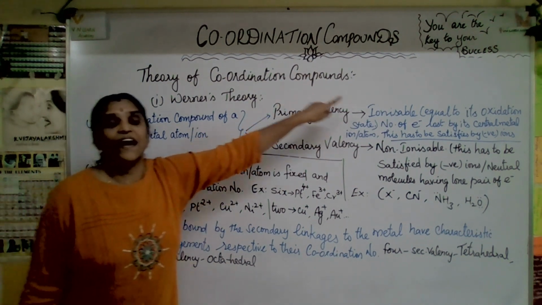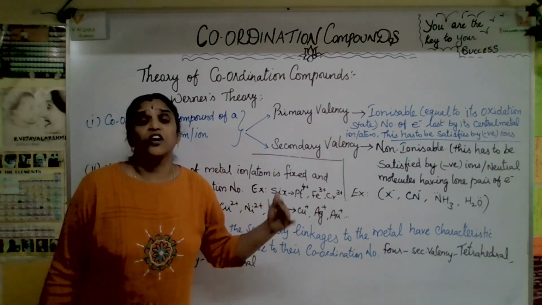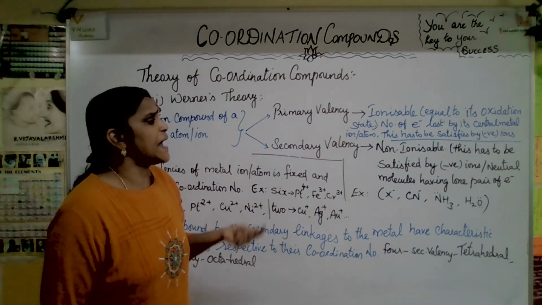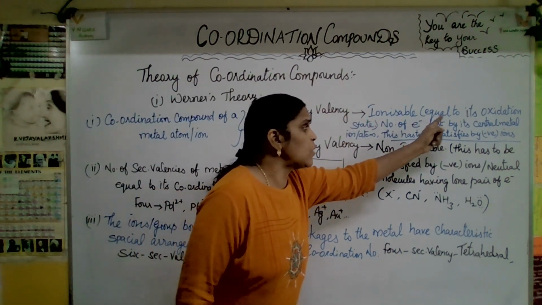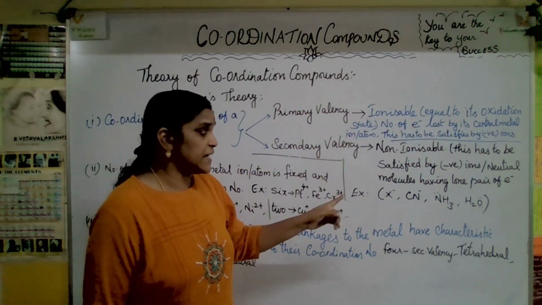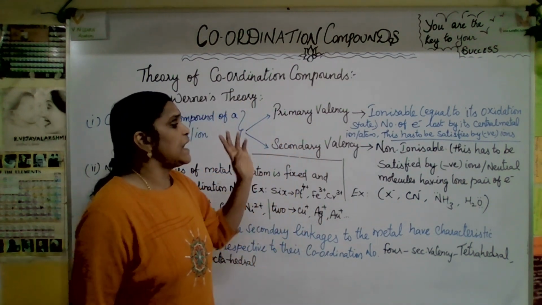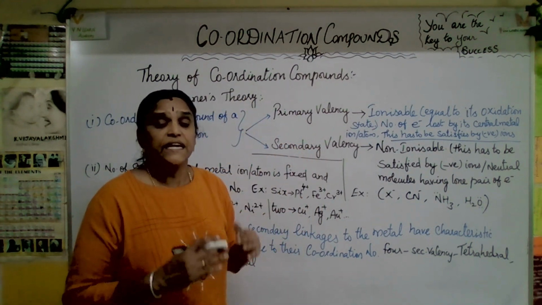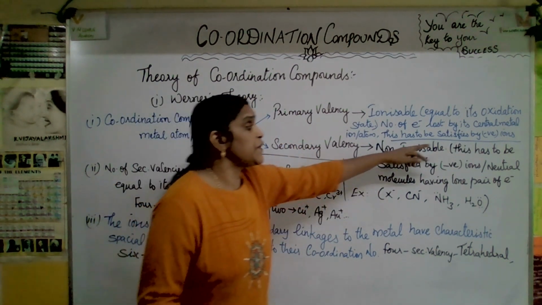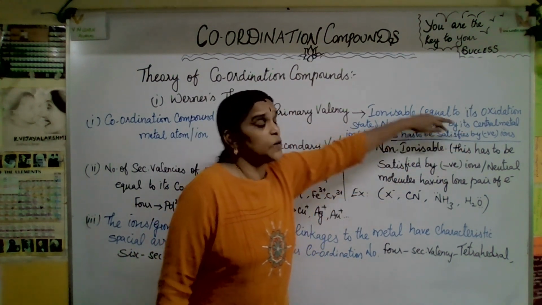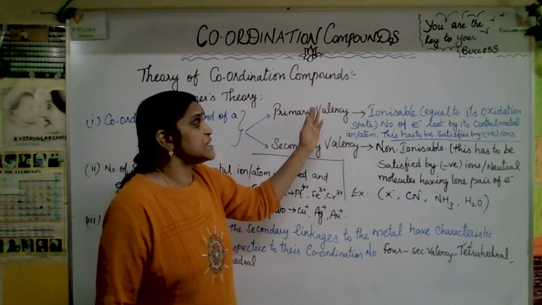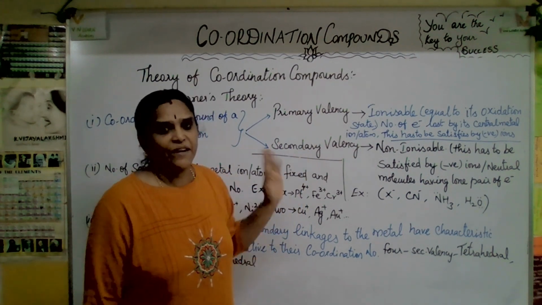Primary valencies are ionizable, secondary valencies are non-ionizable. What do you mean by ionizable? Ionizable is equal to its oxidation state, that is, the number of electrons lost by the central metal atom or ion. That has to be satisfied by negative ions. So please remember, negative ions belong to the primary valency.